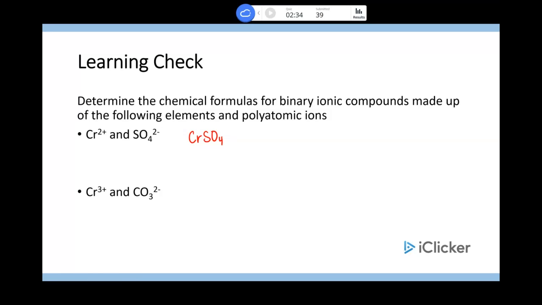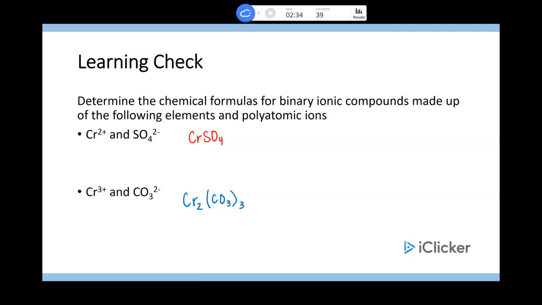For the second one, we have chromium 3+, and then a polyatomic ion with a 2- charge. We have to do the swapping of charges to get the subscripts, or find the least common multiple. In this case, we need 2 chromium 3+ atoms, and then 3 of this polyatomic ion. So now we use parentheses with the 3 subscript.